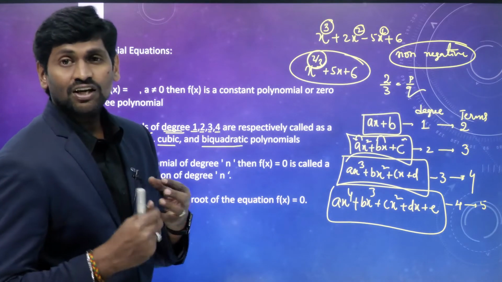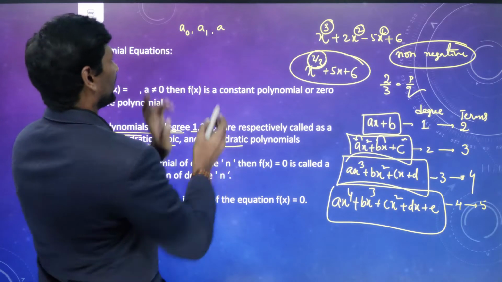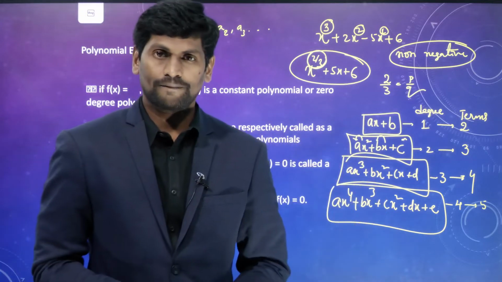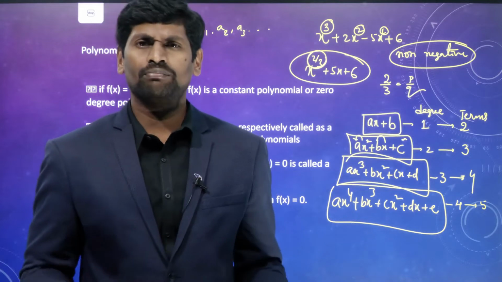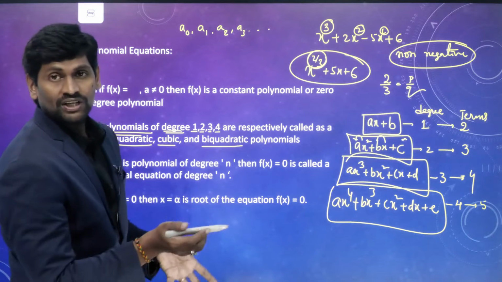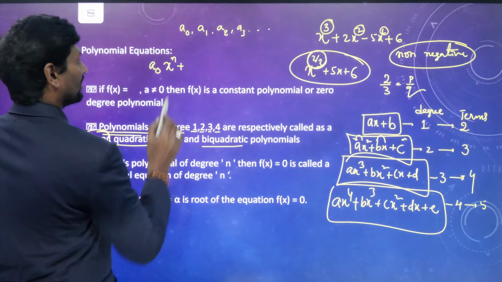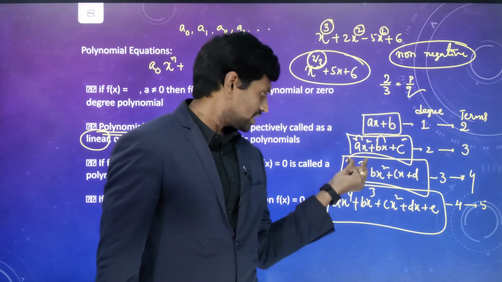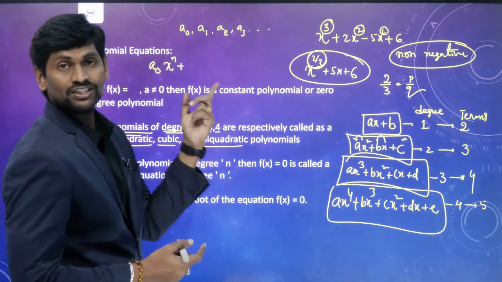That's why we take the coefficients as a0, a1, a2, a3 and so on; as many as you need, that many coefficients you can take. For example, if a question asks about an nth degree polynomial, n can be any number, 50, 100, 500, whatever. We write the general form as a naught x power n. For an nth degree polynomial, the highest power must be n. Second degree has highest power 2, third degree highest power 3, fourth degree highest power 4.